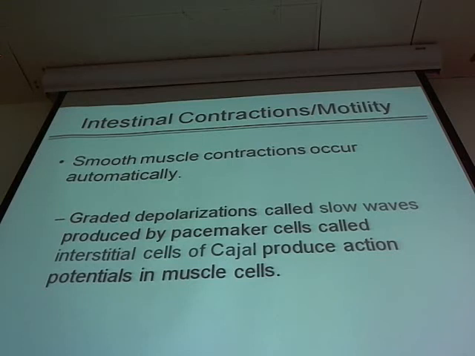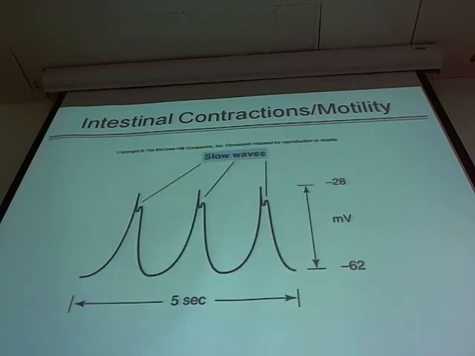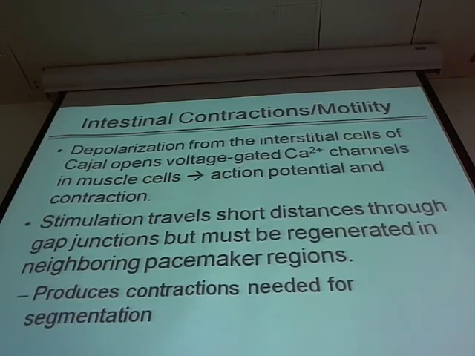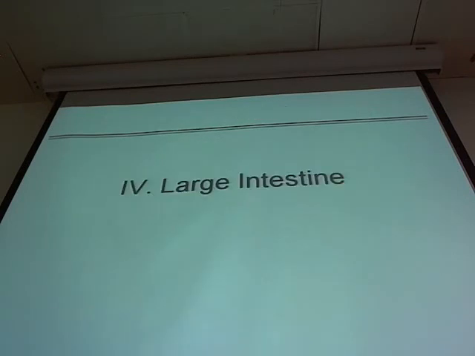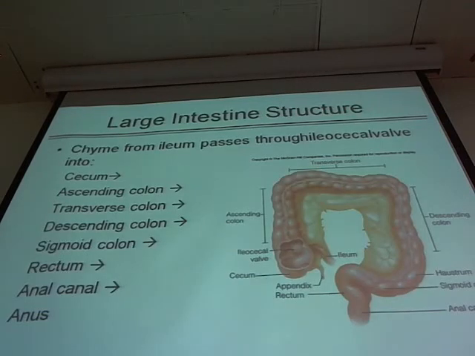Interstitial cells of Cajal. Got that? Yeah. Okay. Contractions, contractions, contractions. Large intestine. Okay. Chyme from the ileum passes through the ileocecal valve.